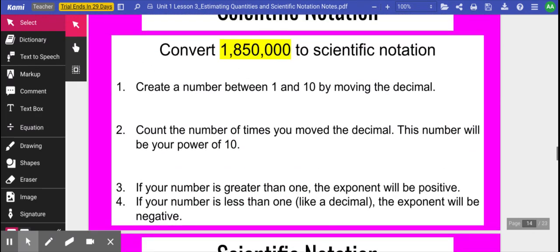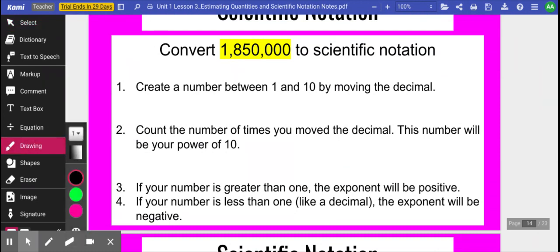So let's convert 1,850,000 to scientific notation. All right, so the first thing we need to do is create a number between 1 and 10 by moving the decimal. When I have a whole number like this, it is understood that my decimal is at the end. So let's go ahead and move the decimal to create a number between 1 and 10. 1, 2, 3, 4, 5, 6. And 1.8 is between 1 and 10. 1.85.